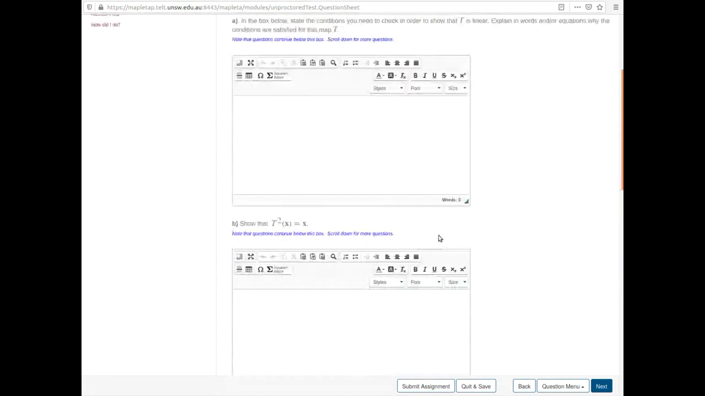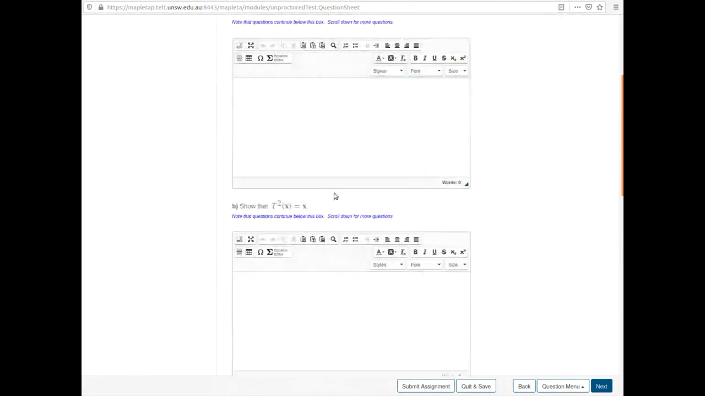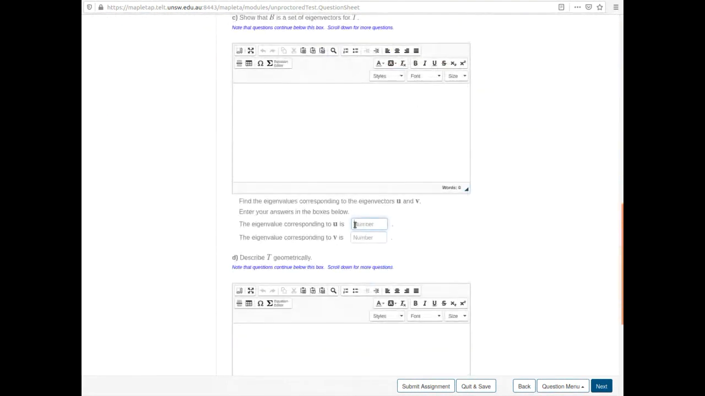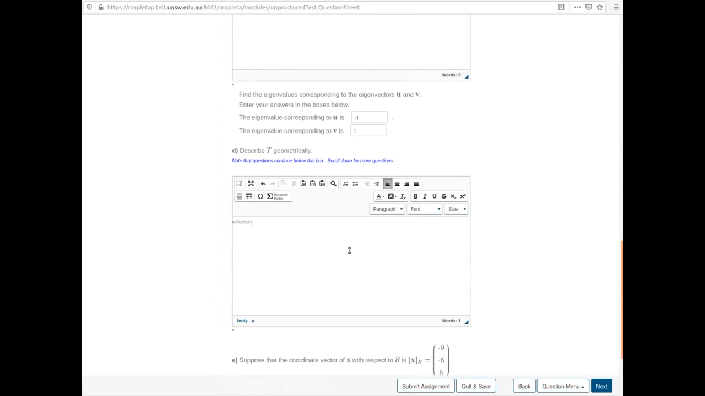Eigenvalue corresponding to U. Remember, U is the thing normal to the plane, and if you sub U in here, you get U minus 2U, which is equal to just minus U. So this is -1. The eigenvalue corresponding to V and W is 1. Reflection by V and W.